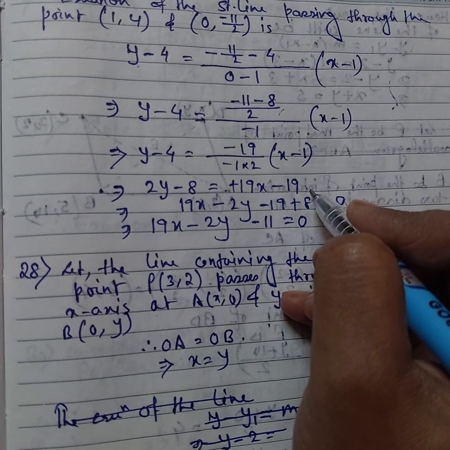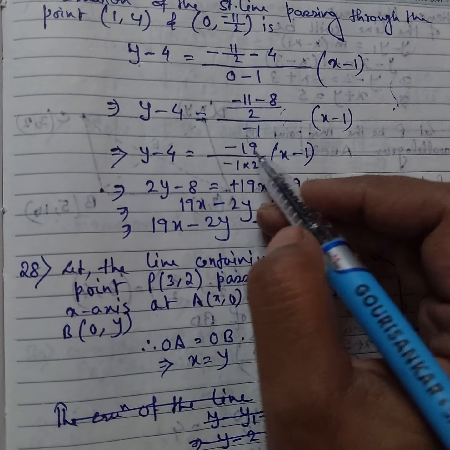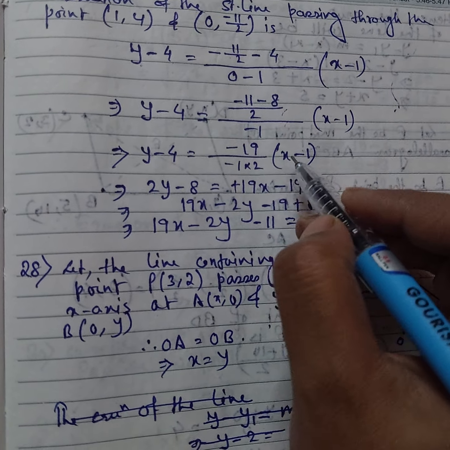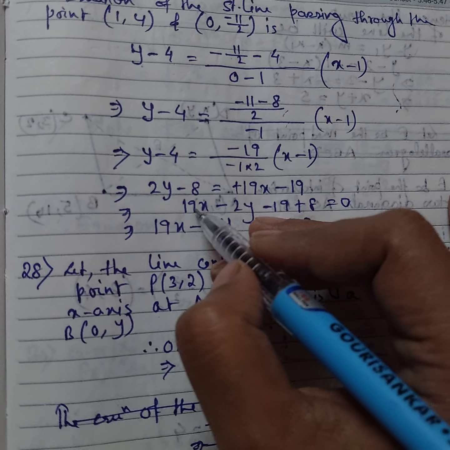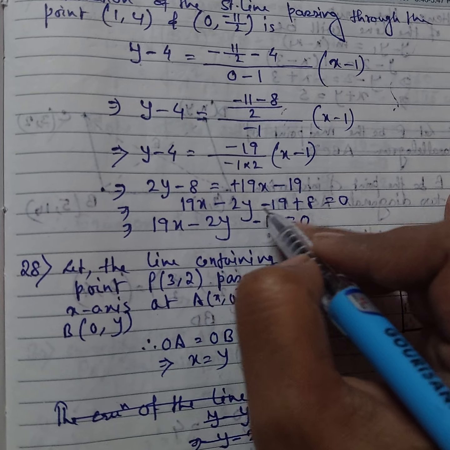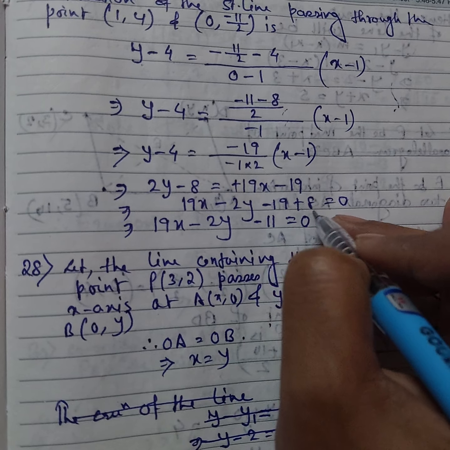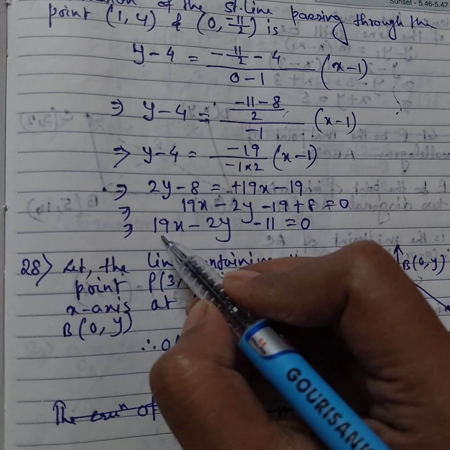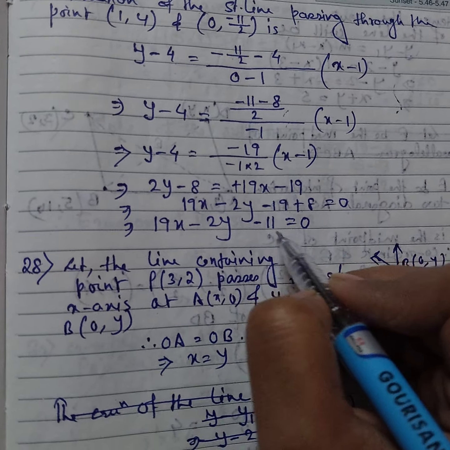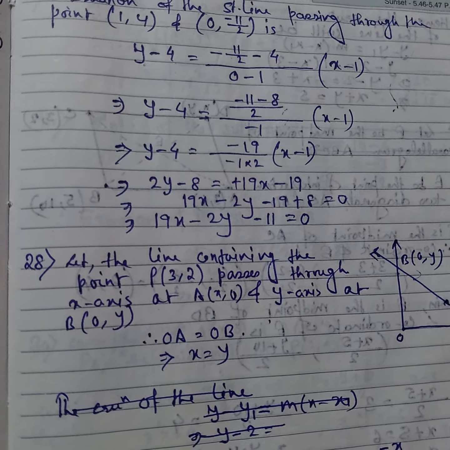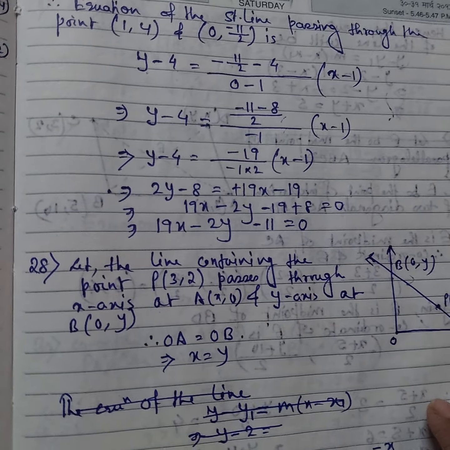minus 19. If we cancel the two minus signs, we will get 19 into x minus 19. So 19x minus 2y minus 19 plus 8 equal to 0. So you will get 19x minus 2y minus 11 is equal to 0. So this is the answer.